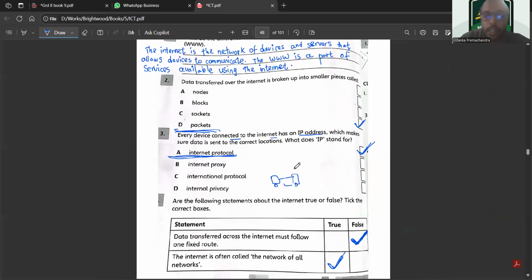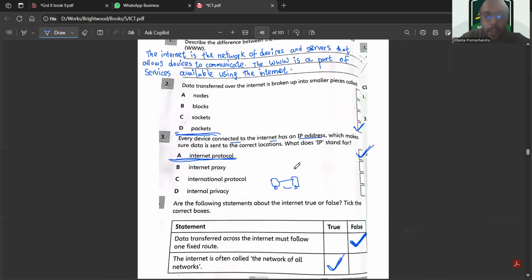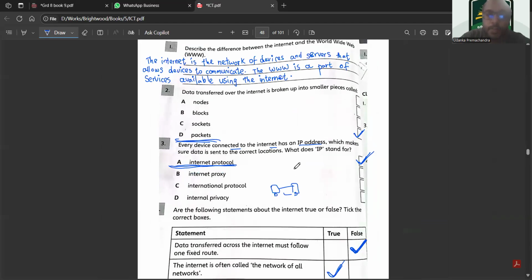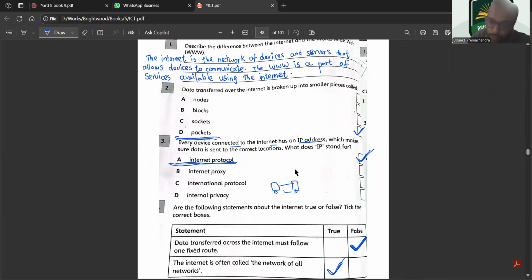If you didn't write the answers, try that and check your answers. Firstly, the internet is a network of devices and servers that allows devices to communicate. The www is a part of the services available using the internet.